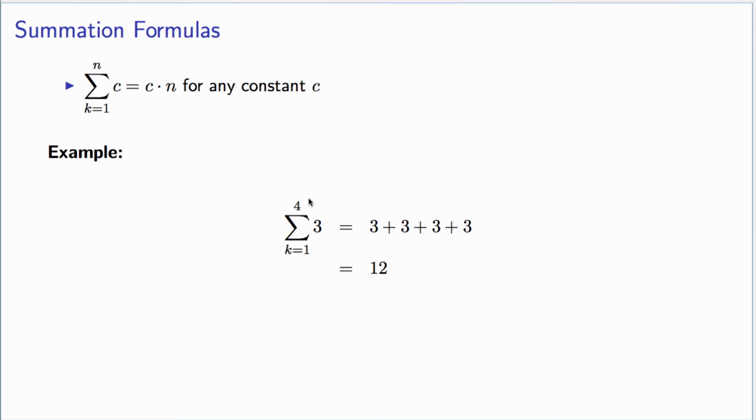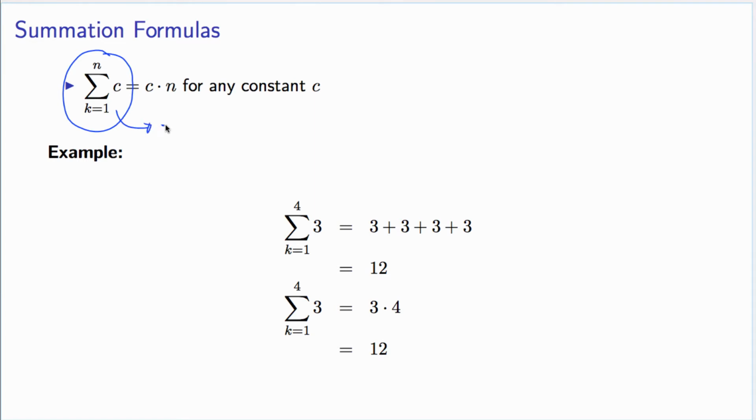Now let's look at this in the context of our formula. Again, c was 3 and n was 4. So our formula tells us that this should be c times n, or 3 times 4, which is in fact 12.